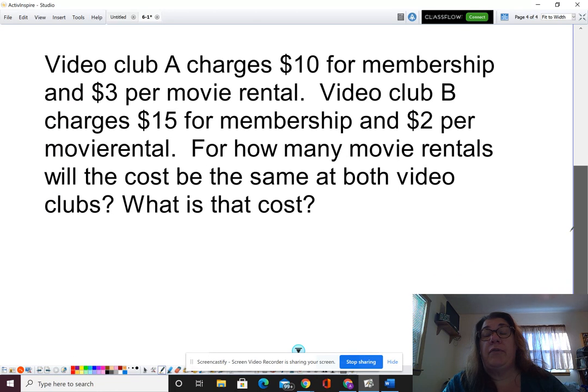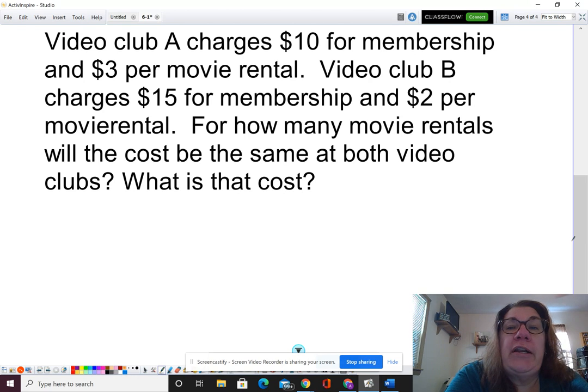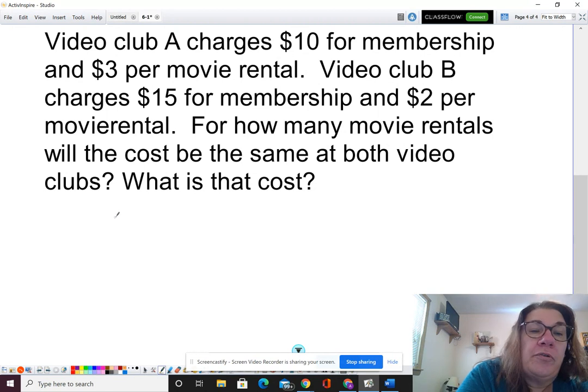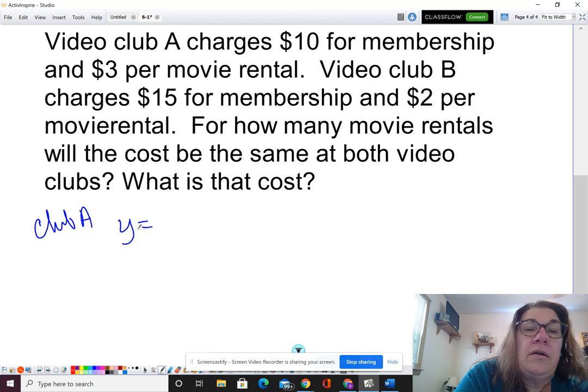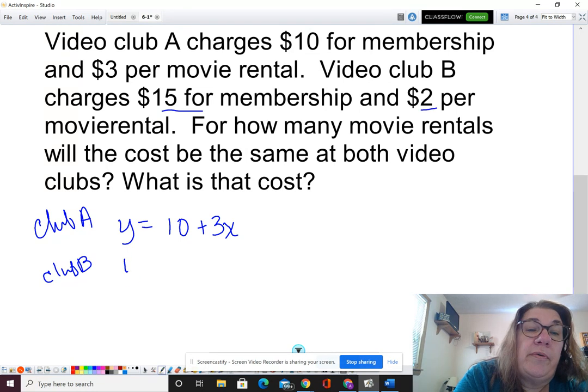The biggest thing for you guys is translating these story problems into equations. So Video Club A charges $10 for membership, $3 per month per movie rental. So the total cost, Y, for Club A, total cost is equal to $10 for the membership plus $3 per the movie rental. Club B says it charges $15 for the membership and $2 for the movie rental.